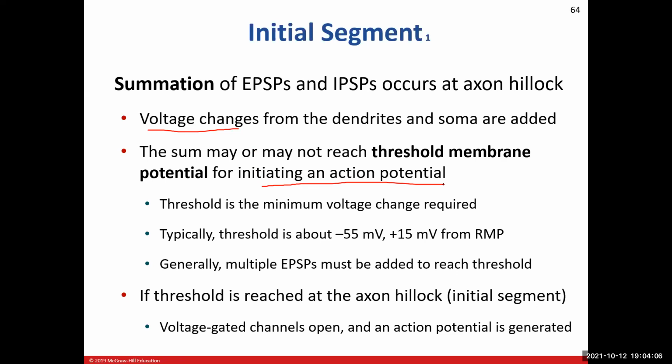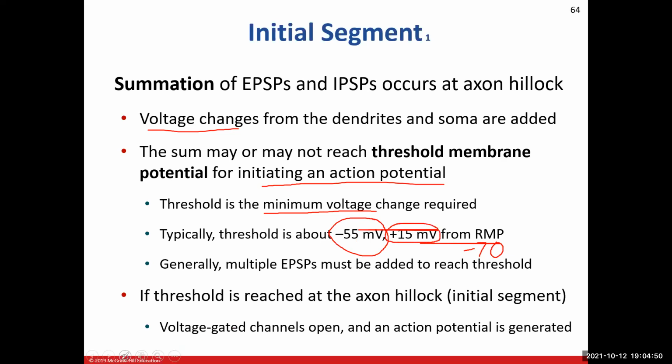Well, what do we need for that to happen? We need a minimum value. I won't say it's a very small value, but it's a minimum value, because they call it minimum. We need to have this minimum voltage value reached. That is what our threshold value is. The threshold value is negative 55 millivolts. Our resting membrane potential is negative 70. So the difference between those two numbers is 15, but it's a positive 15 because we're moving in a positive direction.